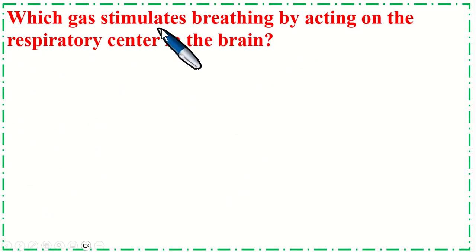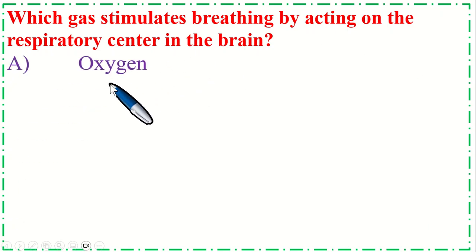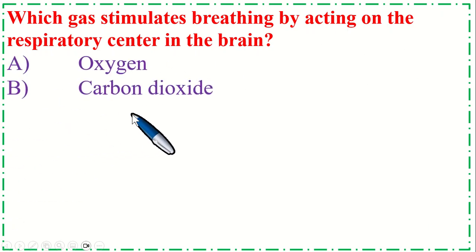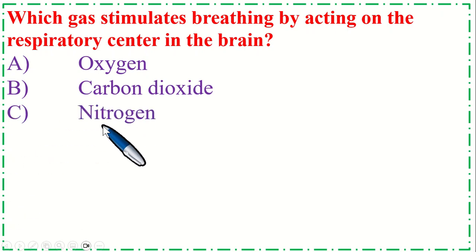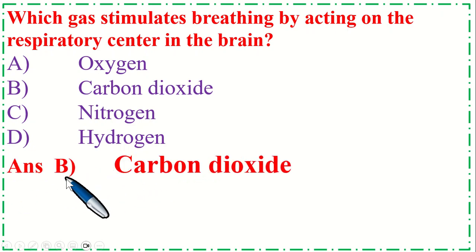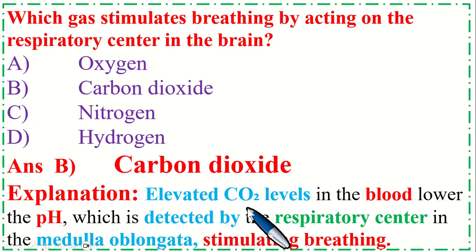Which gas stimulates breathing by acting on the respiratory center in the brain? Option A, oxygen; B, carbon dioxide; C, nitrogen; and option D, hydrogen. So the correct option is B, carbon dioxide. Explanation: elevated CO2 levels in the blood lower the pH, which is detected by the respiratory center in the medulla oblongata, stimulating breathing.